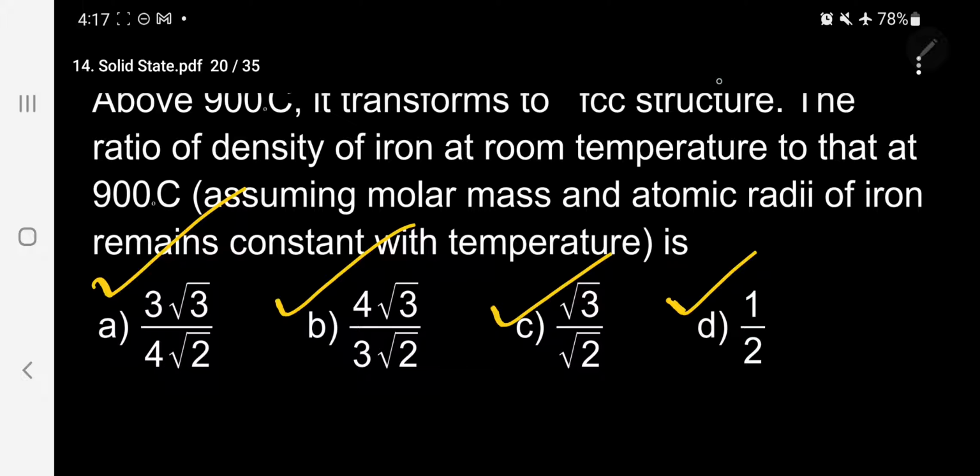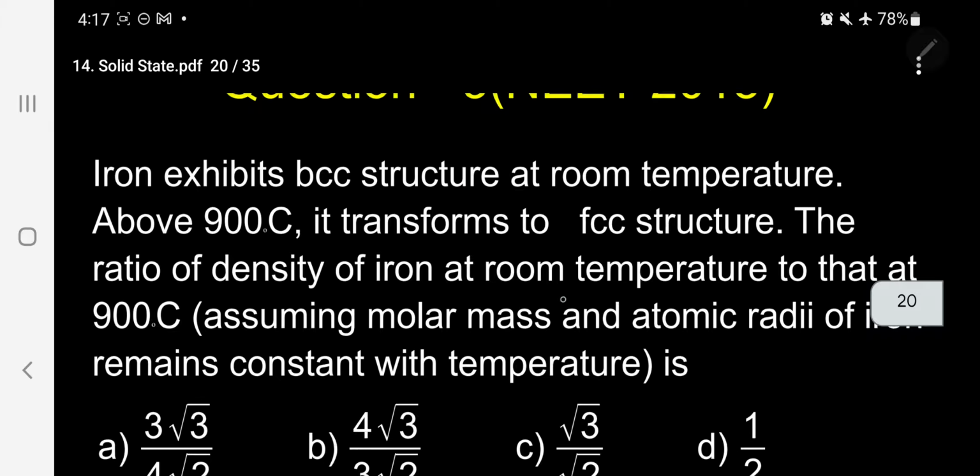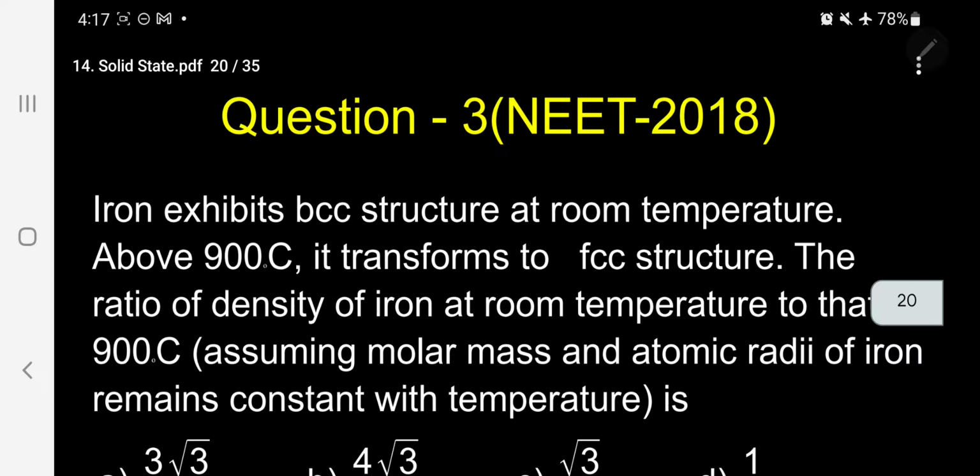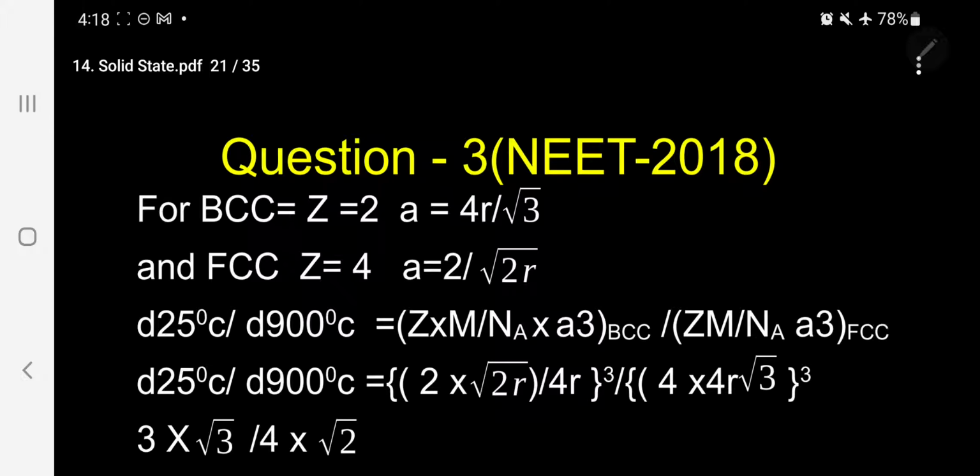What is the correct answer? So here, kindly follow, you must know two things. One is the density of body centered, and you must know the density of face centered. Kindly follow. I will go for the explanation. For the body centered cubic lattice, Z equals 2, one due to corners and another due to the center, and a equals 4R by root 3. And for face centered, Z equals 4, a equals 2 root 2 R.